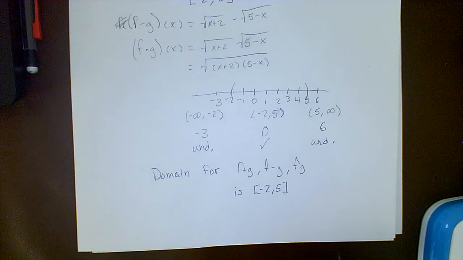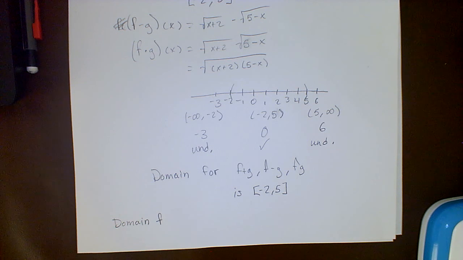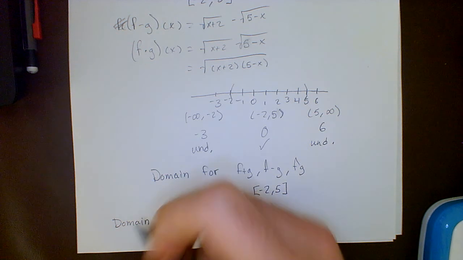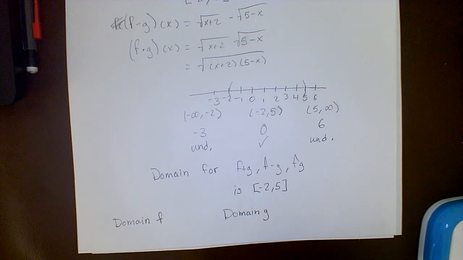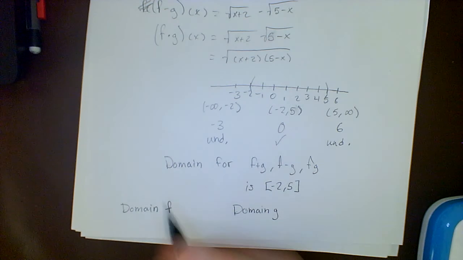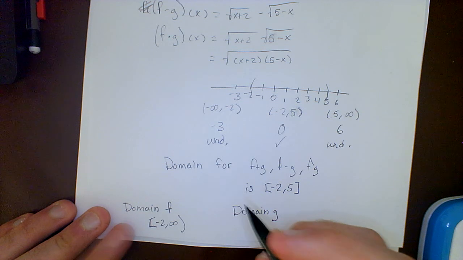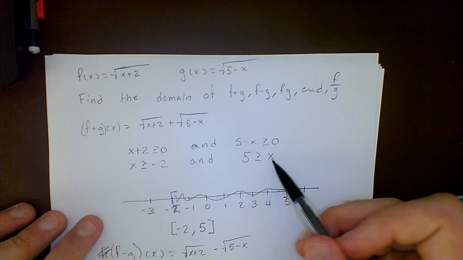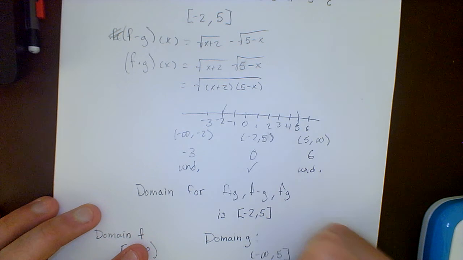So it's the domain. If we look at just the domain of f, and then we look at the domain of g, then the domain of f, remember if we did it up here, is x greater than or equal to -2. So the domain of f is square bracket -2 to infinity. That's what x greater than or equal to -2 means. And then the domain of g was 5 greater than or equal to x, or x less than or equal to 5. So that one's going to be -infinity to 5 included.